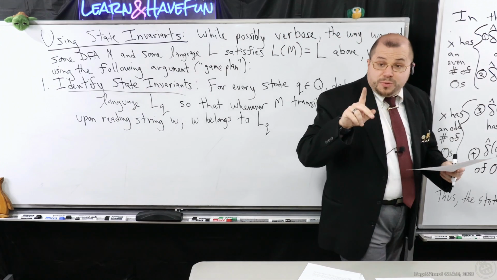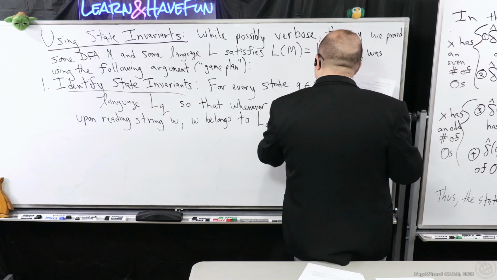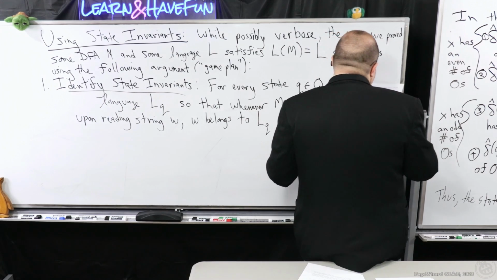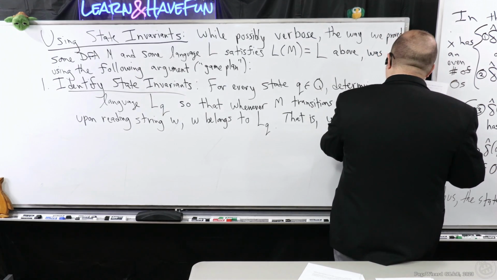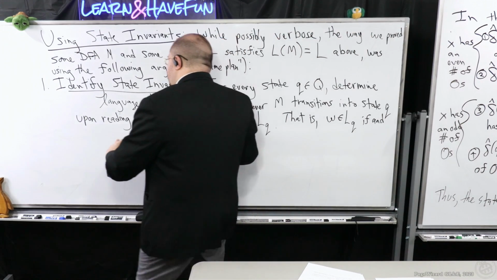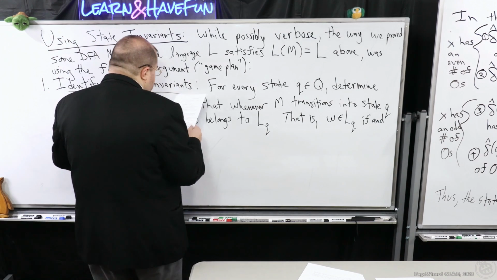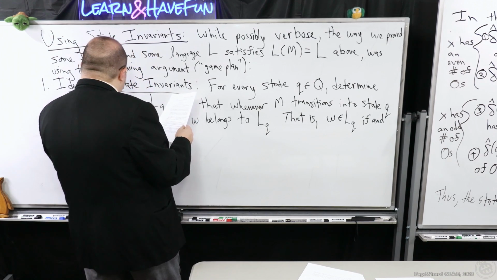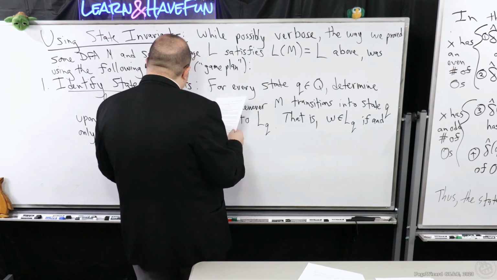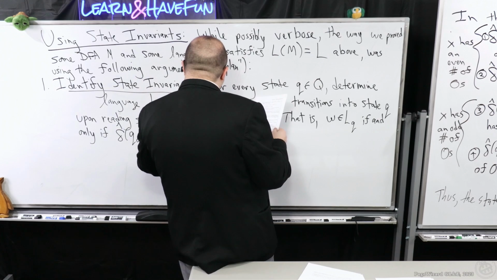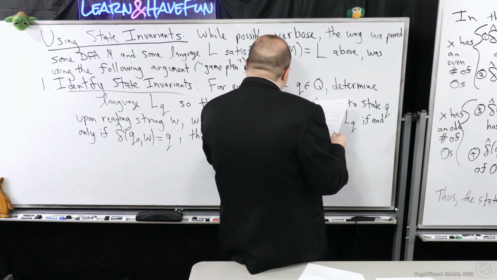So just to be a bit more precise about what I'm saying, that is, W is in LQ if and only if delta hat of Q0 and W is equal to Q. So this is what people call a state invariant.